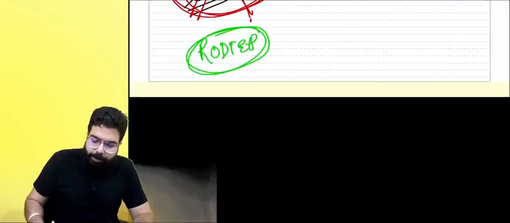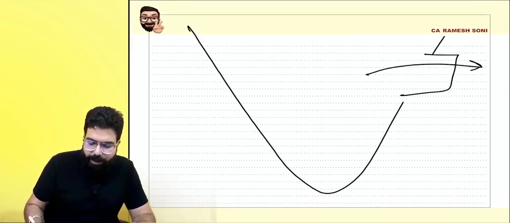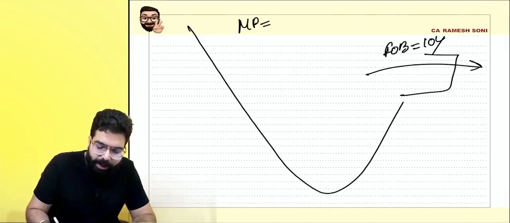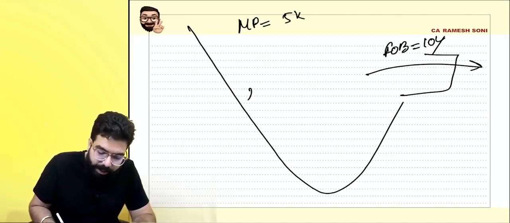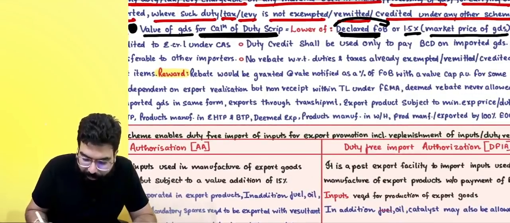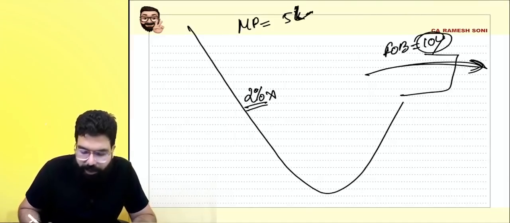So for example, everyone, I am exporting some goods from India and the FOB is 10 lakh rupees. Okay. And the market price of those goods in India is 5 lakh rupees. Can you tell me, everyone, if duty credit scrip is 2%, 2% of what? They are saying 2% of the declared FOB. You have declared, okay, 5 lakh is the Indian market price. You have declared that free on board is 10 lakh.